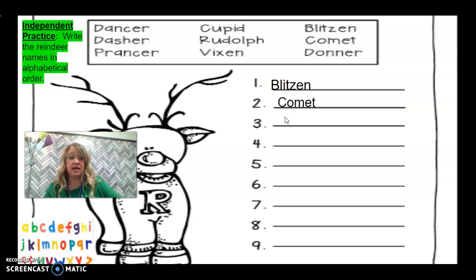And then you're just going to keep going through the ABCs until you have gotten to the last reindeer name at the end. So the next letter is D. You're going to look for reindeer that start with a D. And if there's more than one, then you have to look at the second letter. And if the second letter is the same, then you have to look at the third letter. Very good. When you are finished, you are going to save this and turn it into your teacher, and then do whatever other assignments you have for the day.